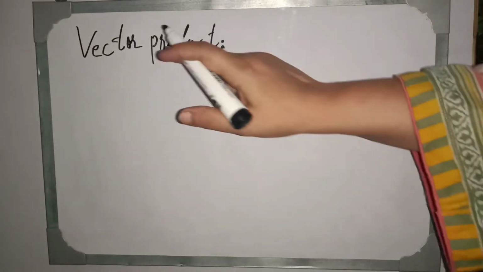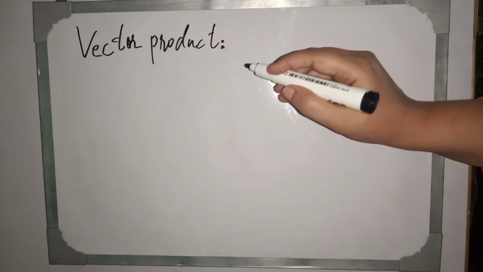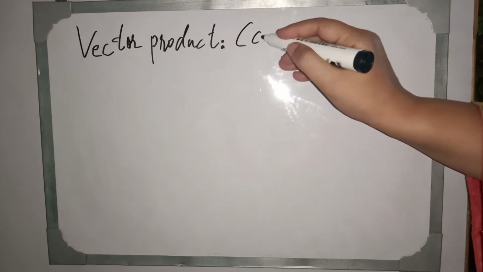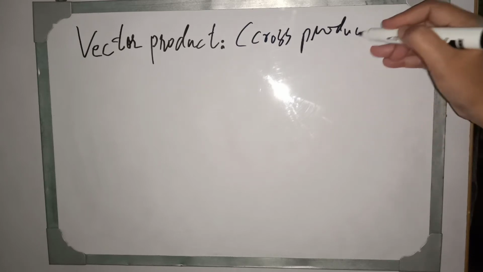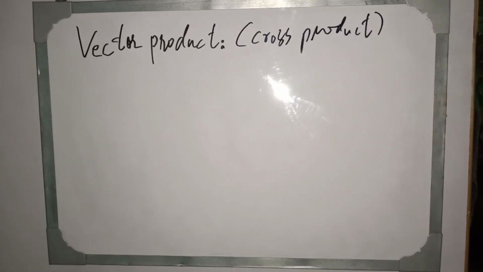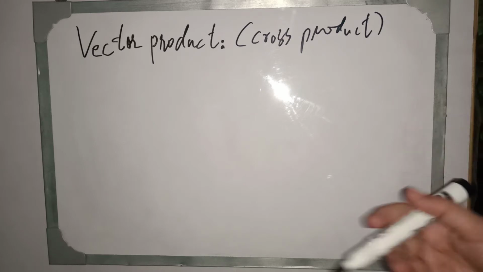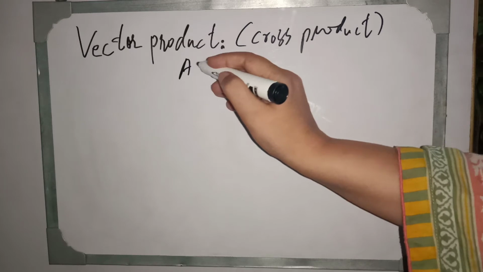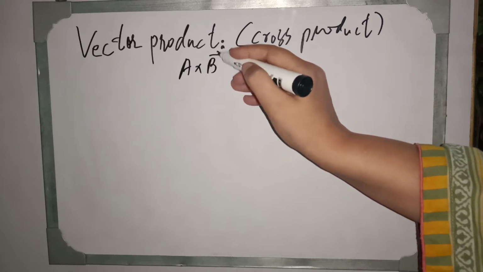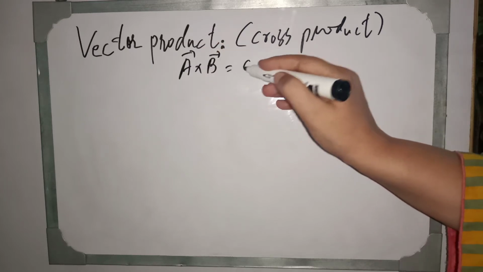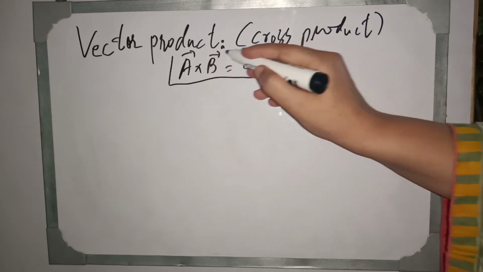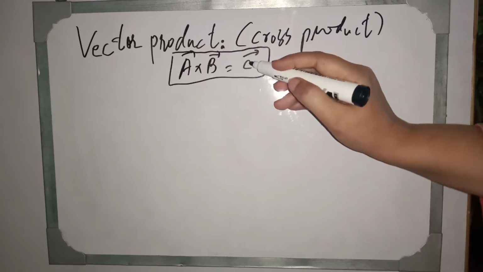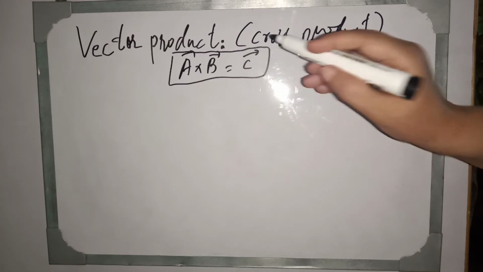Today our topic is vector product. The second name of vector product is also called cross product. What is vector product? When two vectors are multiplied in such a way that they result in again a vector quantity, that is A cross B should be equal to C, which is also a vector, then this product is called vector product because the result is also a vector. That's why this is called vector product.